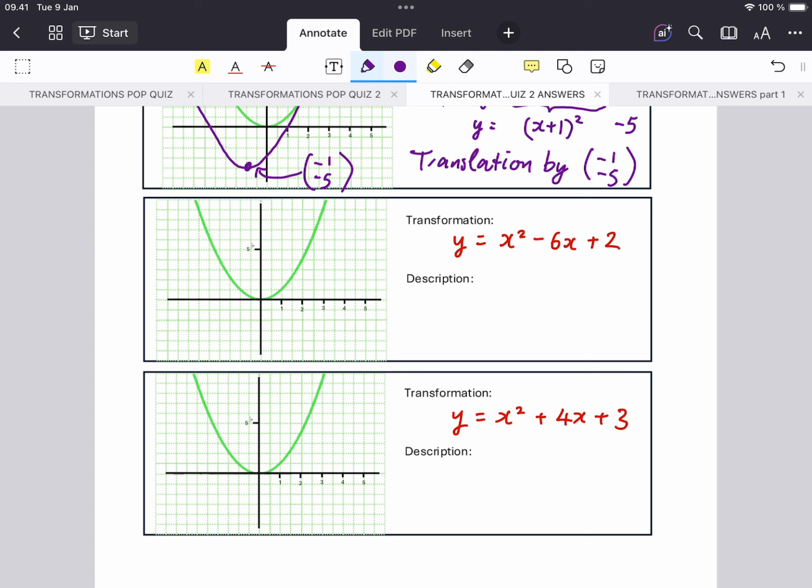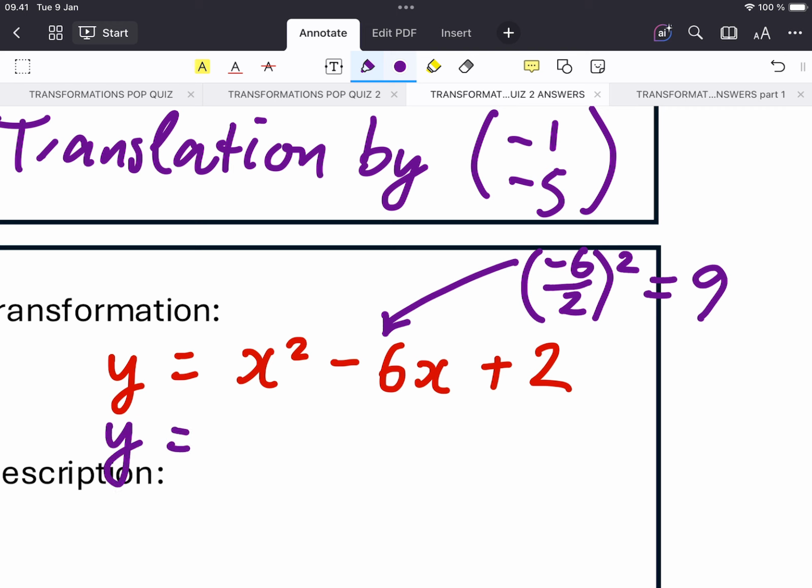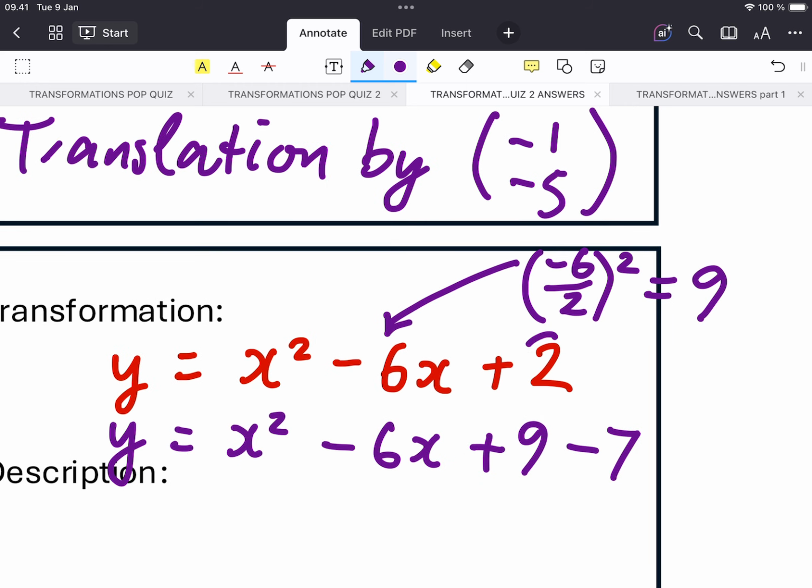Okay, so x squared minus 6x plus 2. I want to look at the coefficient of x, which is minus 6, halve it, which is minus 3, square that, which gives me 9. So I want to rewrite the whole thing involving a 9. So instead of x squared minus 6x plus 2, I'm going to write it as x squared minus 6x plus 9 minus 7. So I'm rewriting the 2 as 9 minus 7 so that it involves a 9.